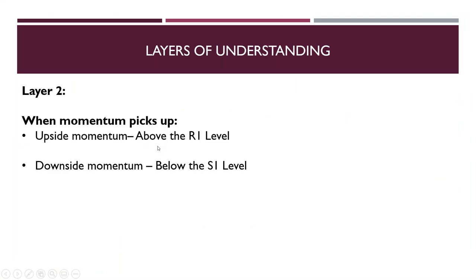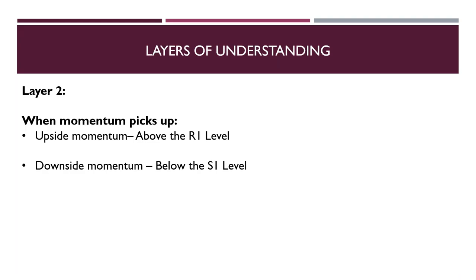Now let's understand layer two. Layer two is where we have to identify when a stock picks up momentum. See, bullishness is one thing and momentum is the speed of the rise. In bullishness the stock is going up, but in momentum the stock picks up speed. The other levels in the pivot are R1 and S1. R1 is above the pivot level. Above the pivot, price is bullish. When it crosses the R1 level, it catches momentum.